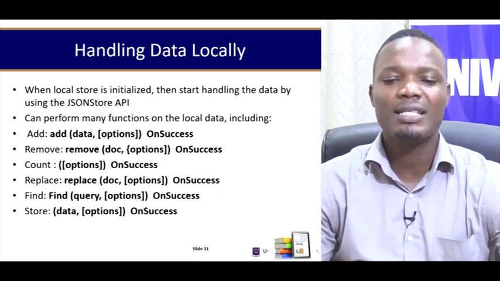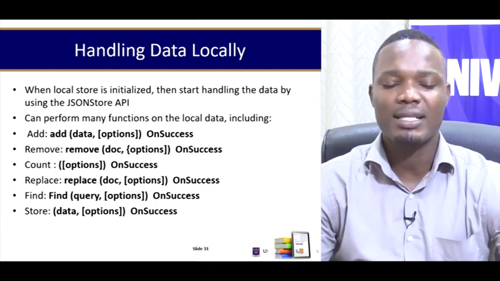To handle data locally using the JSONStore, we have an API that we can use. The API provides functions that we can use to perform several things, including adding data, removing data, performing a count, doing a replace, searching, and storing data. All of these can be done using the JSONStore API.